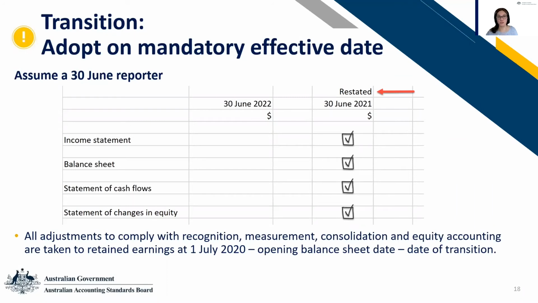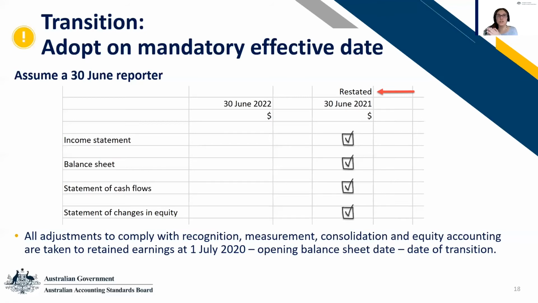So again, I'm using a June year end. My 30 June 22 financial statements will be the first year that I do general purpose financials. My 30 June 21 will be restated. So even though I've already done last year's accounts and I issued them, I prepared them, I got them audited and they're published, if I choose to adopt this standard on the mandatory effective date, I will be required to completely restate those numbers in accordance with recognition, measurement, consolidation, and equity accounting, which means my opening balance sheet date is the 1st of July 2020.